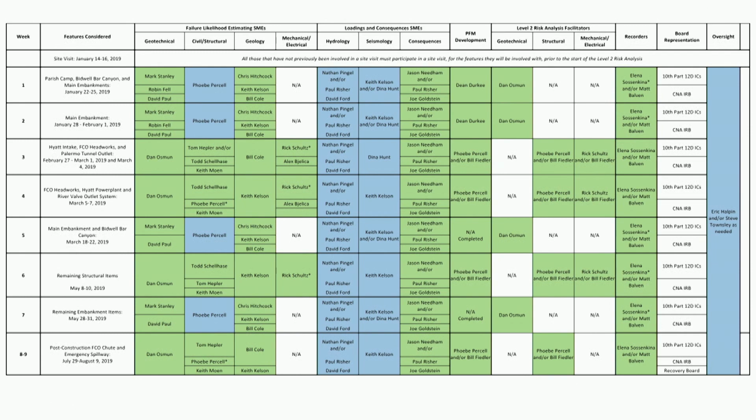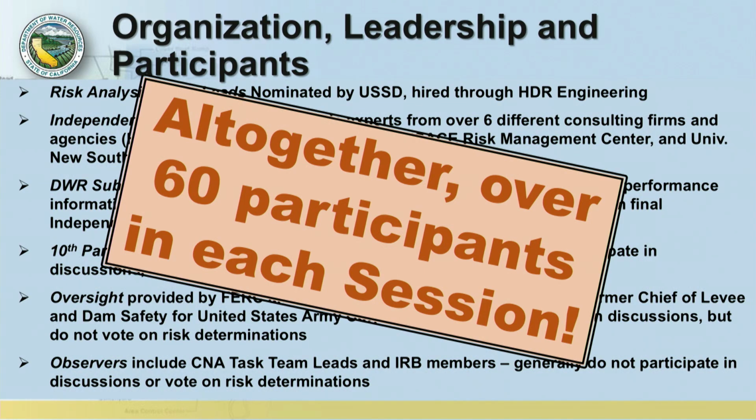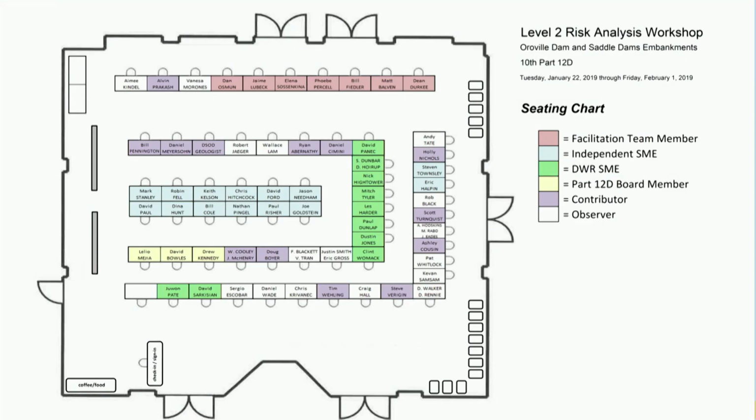It's quite a planning effort for any session to get the right people there from the right expertise and bringing people from across the nation. In any one session, there's over 60 participants. The seating arrangement is generally to have the independent evaluators in the middle. That's the light blue boxes in the middle there, surrounded by DWR subject matter experts and other contributors. And then in the outer ring of seats, there are facilitation team members, observers, and other contributors.